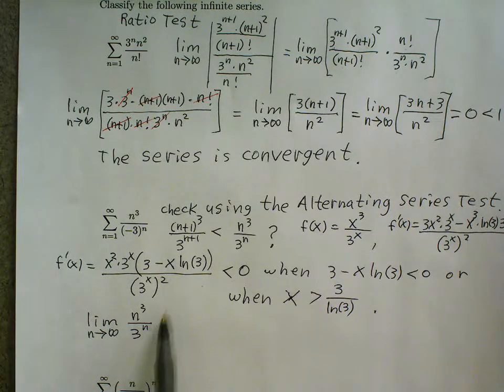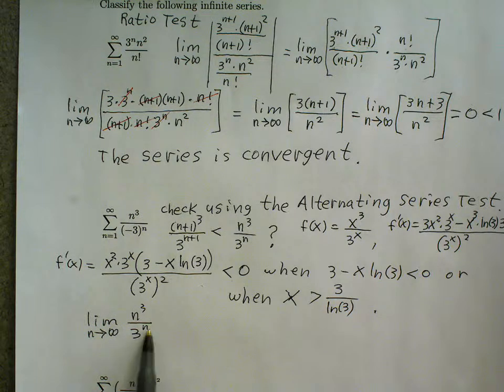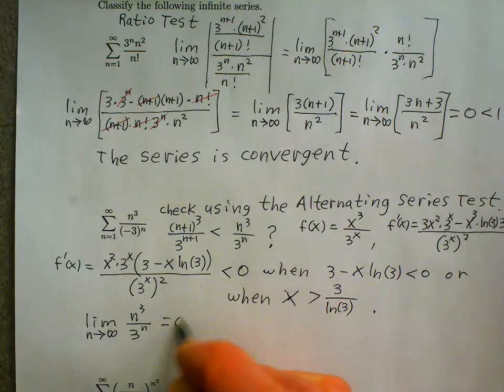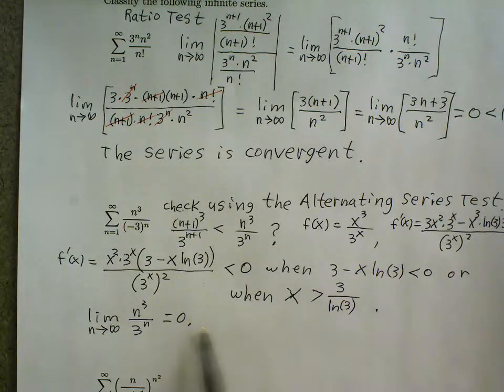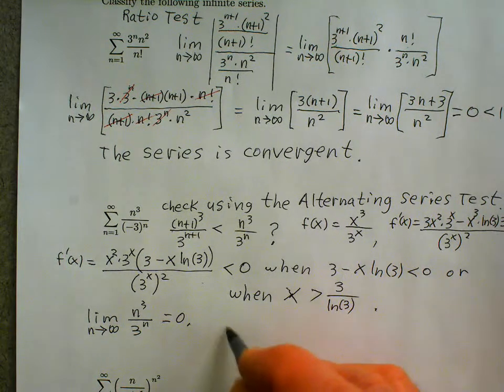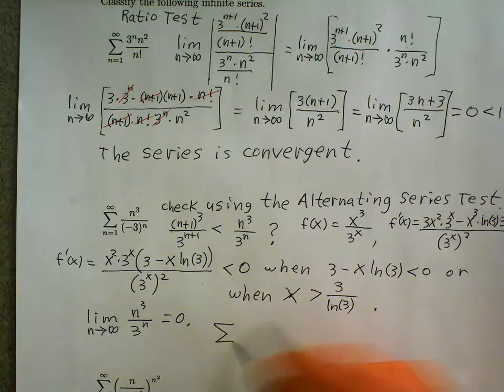Well, we could use L'Hopital's rule repeatedly, since we start out with infinity over infinity. But we know that 3 to the n gets large pretty fast compared to n to the third. So this limit does equal 0. And so both of the conditions of the alternating series test are satisfied. So this means that the series converges.